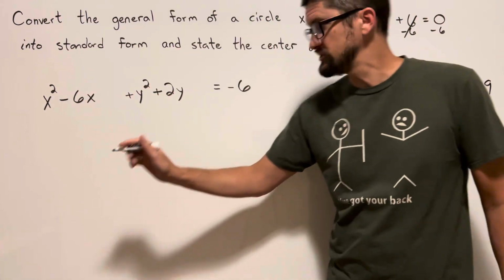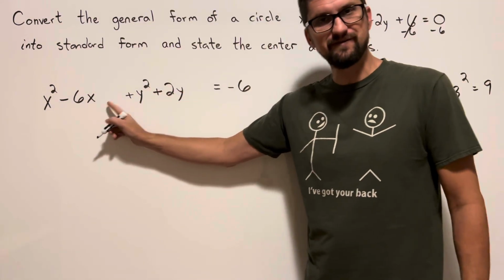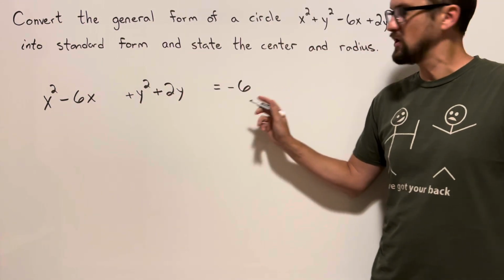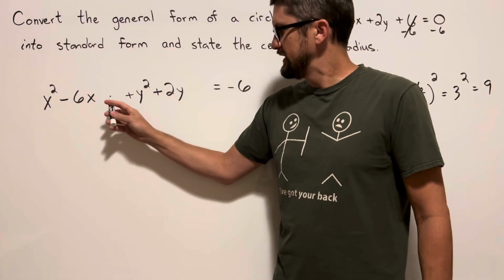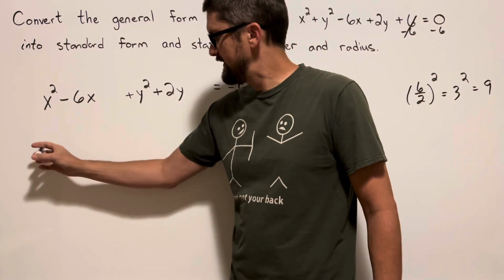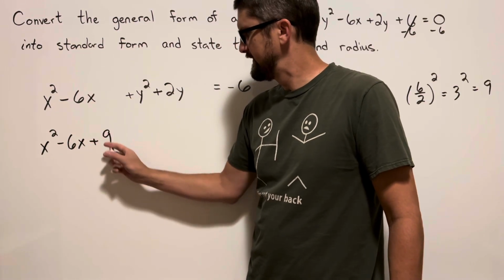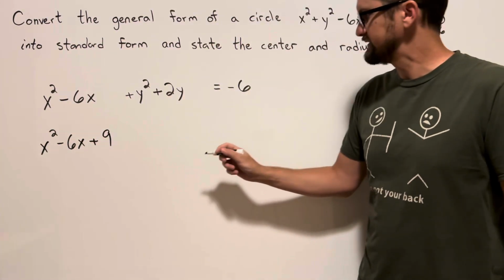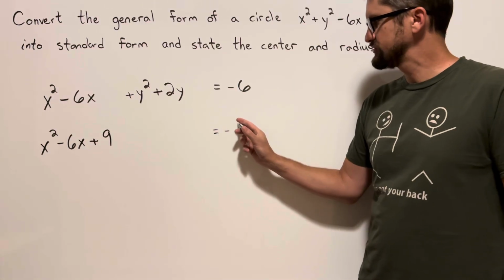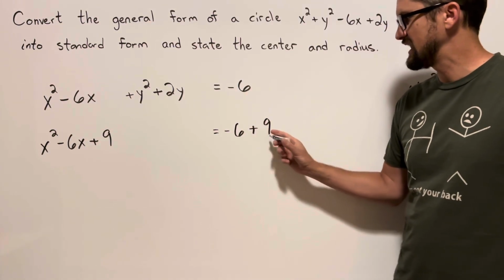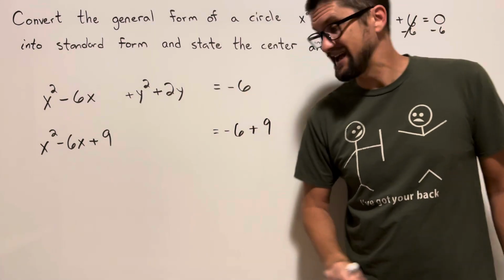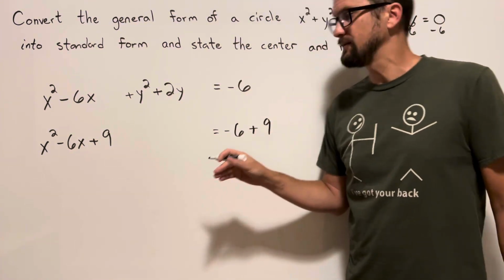Now it's an equation, so if I add 9 on the left, I need to add 9 on the right. So I'm going to put a plus 9 where that blank is. But then I also need to put a plus 9 on the right-hand side. What you do to one side, you have to do to the other side.